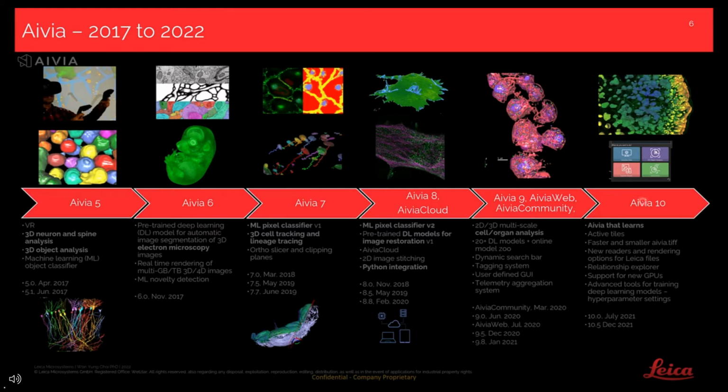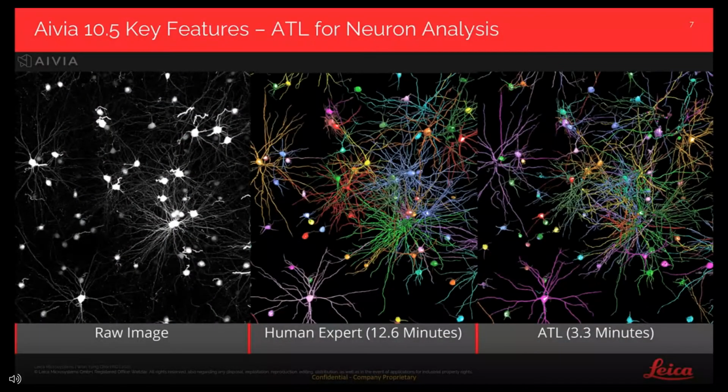In 2021, we introduced AVIA that Learns, which is a deep learning-based object detection tool for easy-to-use AI without knowledge of coding or machine learning. With AVIA 10.5 introduced in February of 2022, we expanded AVIA that Learns for neuron analysis, where there's over 73% reduction in time needed to generate optimized parameters for neuron tracing assisted by AI. Using our built-in optional telemetry feature, users' data can help us to further refine our predictive model for continuous improvement.